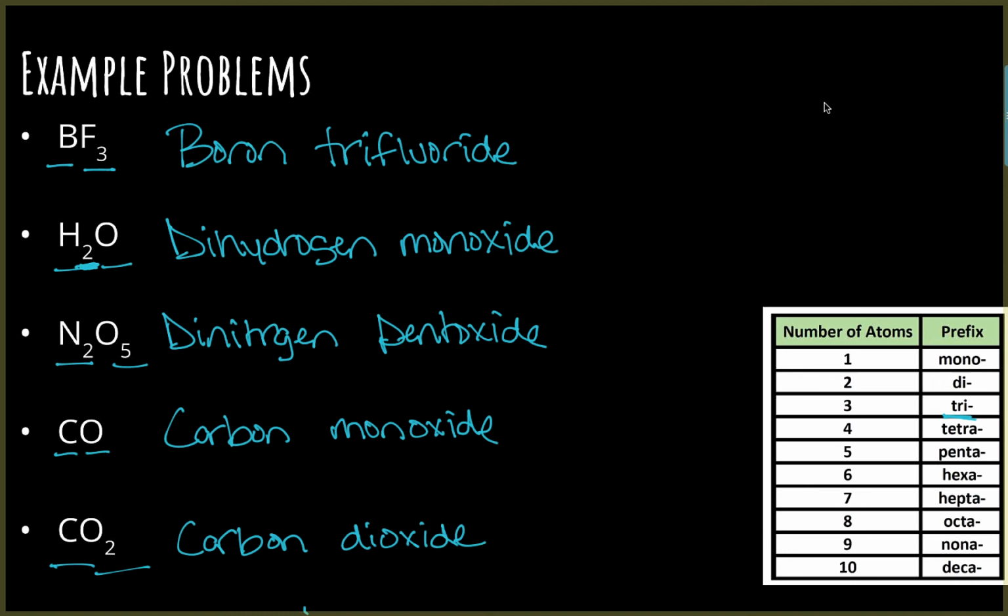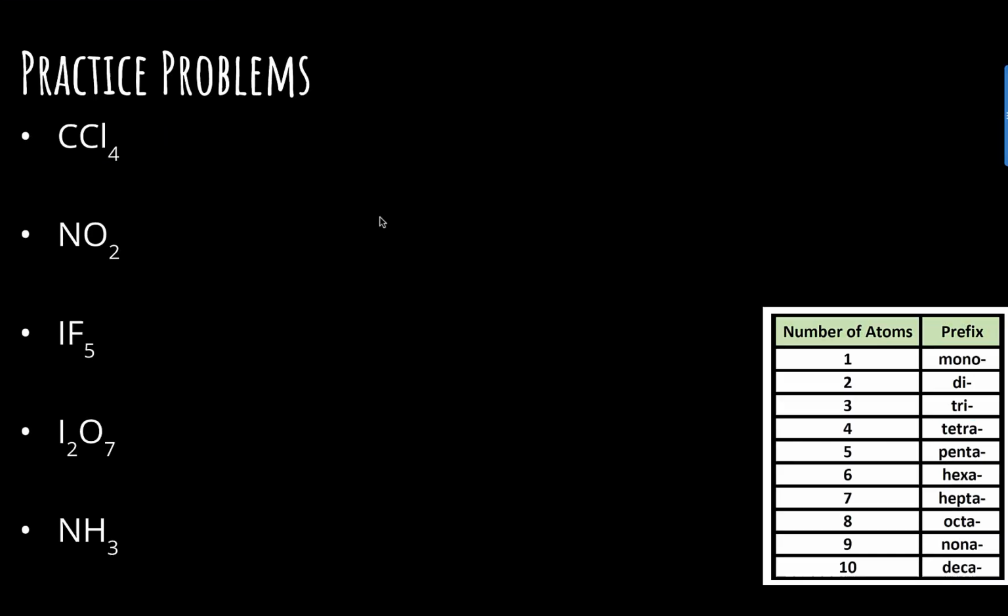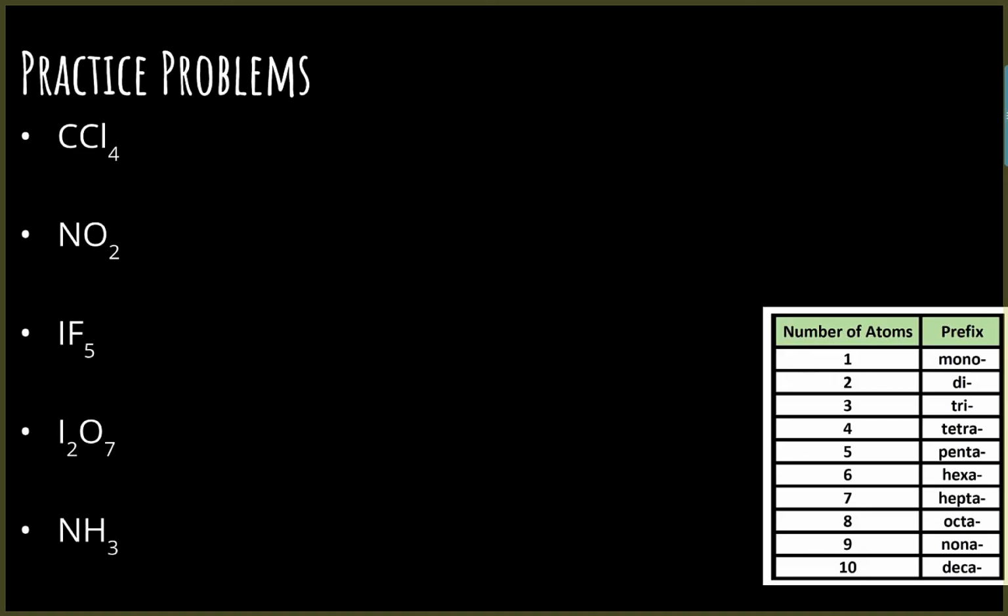Okay, so name of the first, IDE on the second, prefixes always on the second element, prefixes on the first element if there's more than one. So pause the video, try these out, and come back and check. So CCl4, carbon tetrachloride.